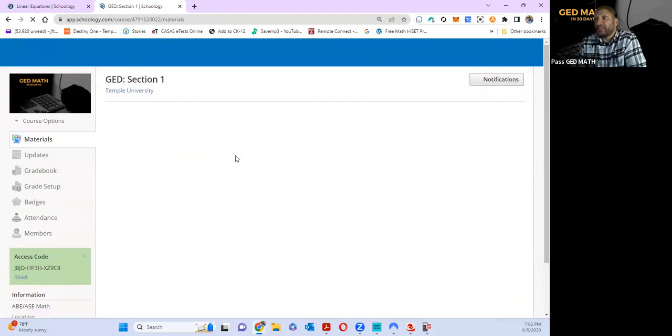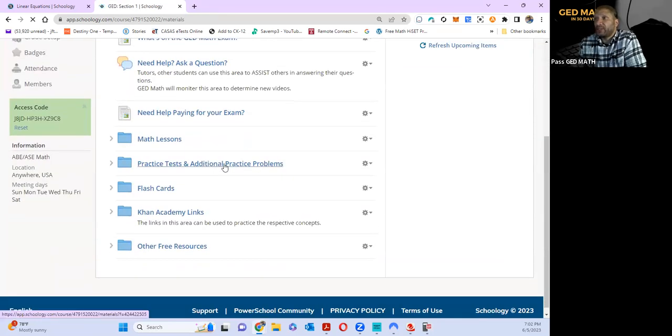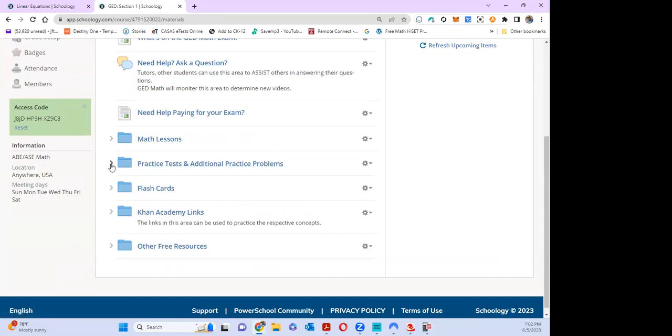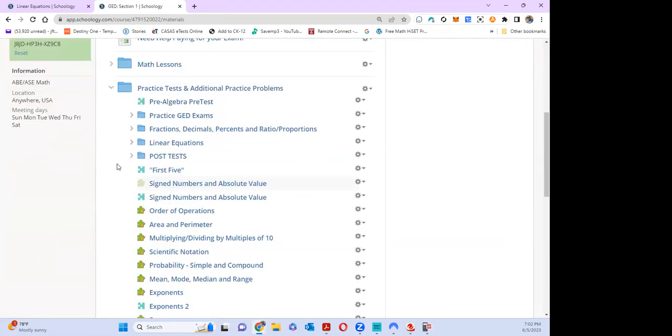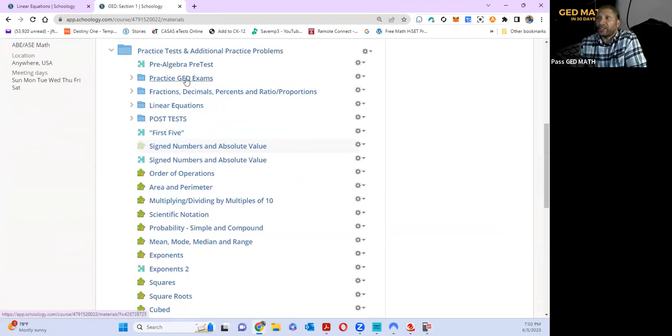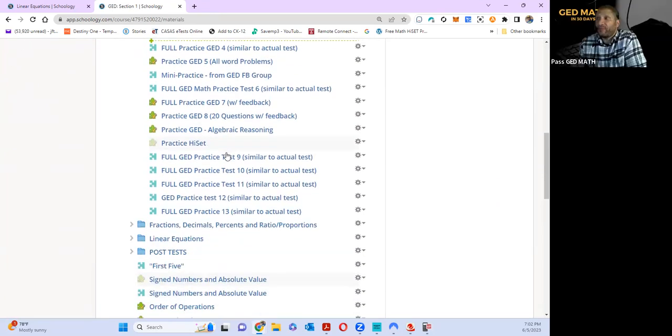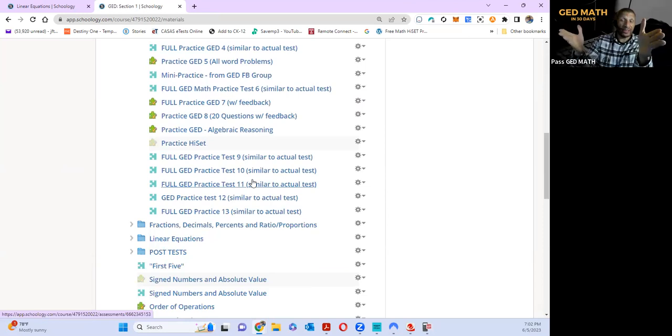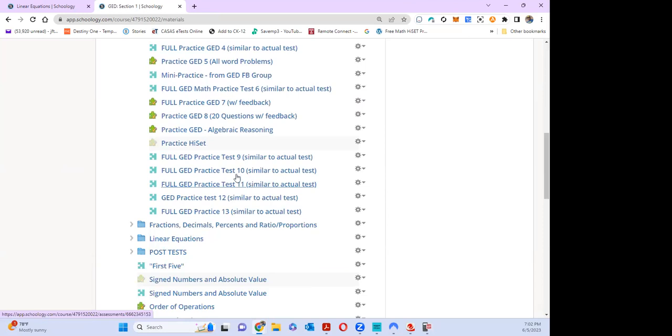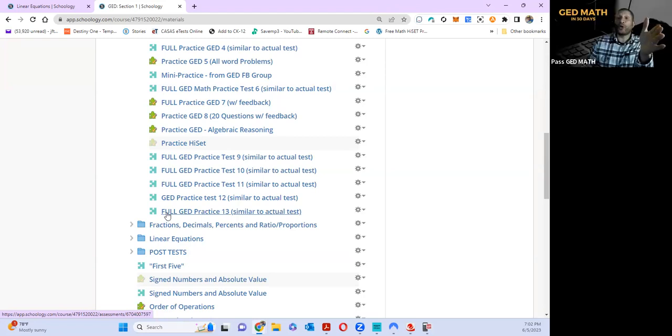You're gonna go to the section that says practice tests and additional practice problems. Hit that down arrow to expand it, and you'll see practice GED exams. And you have 13 now. Some are like practice tests where it's like a half an exam, but you'll see where it says full. Those are over 35 questions. Anything that's full is like a real GED exam, and I want you to treat it like a full GED exam.